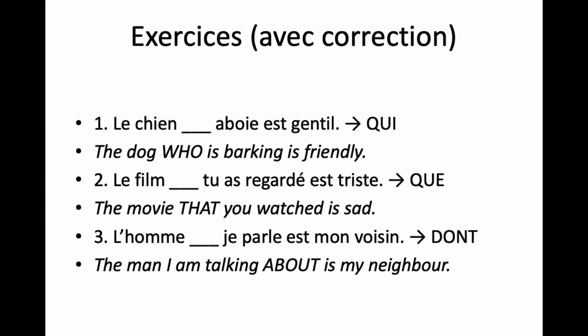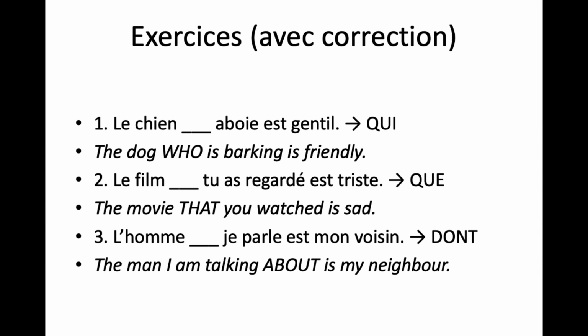So, in the first sentence, le chien qui aboie est gentil. Why do we have to put qui in this sentence? Because the one doing the action is the subject, le chien. And in between, we don't have anything to make a link between the subject and the verb. So if we want to refer to the subject, we can put qui, because qui refers to the subject. So, le chien qui aboie est gentil.